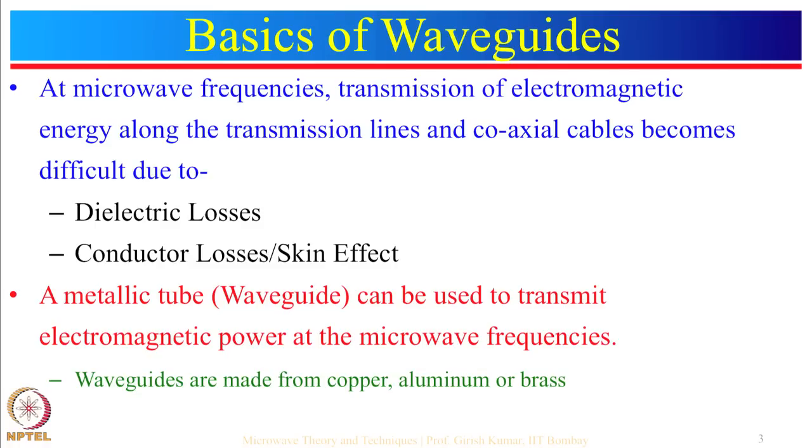Generally, waveguides are made from high conductivity metals such as copper, aluminium, brass, etc. And these waveguides can be of any shape, but in general the rectangular and circular waveguides are used. So to analyze rectangular waveguide, first we will develop some concepts for a simple waveguiding structure, that is the parallel plane waveguide, and after that we will extend those concepts to rectangular waveguide. So let's begin with parallel plane waveguide.